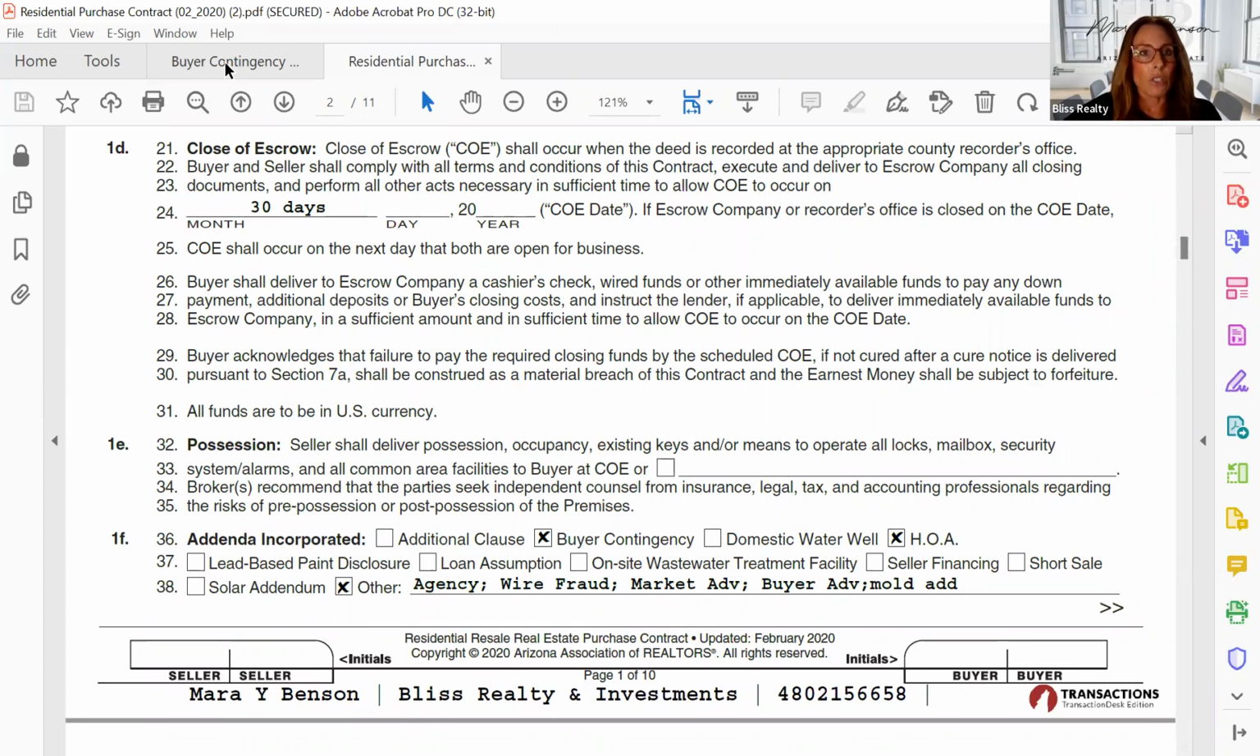This is where a lot of agents really forget: line items 36, 37, 38. And we really push the agents. So it's a very important buyer contingency that you have this box checked. And if there's an HOA, and then anything else. This is if you're a backup, you want to check additional clause. This is if there's a solar addendum, if there's lead-based paint, you guys read this. And then we always check others.